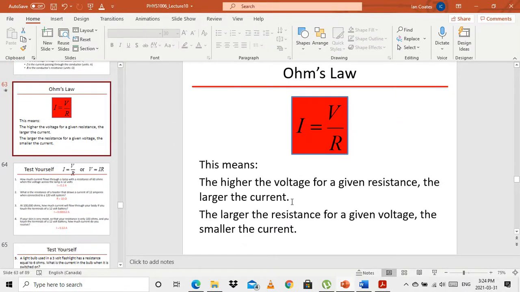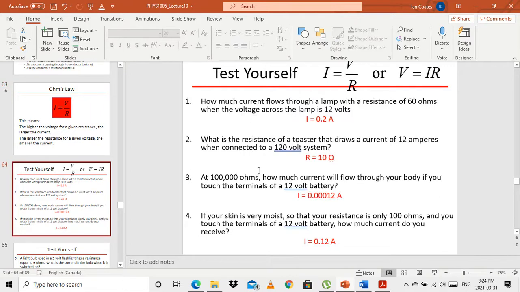Here's just another shot of it there. The higher the voltage for a given resistance, the larger the current. The larger the resistance, the smaller the current. So they kind of work on opposites. And you can have a look here. Try these out. They're not bad at all. All right, and I didn't even put what I'm looking for? Step-by-steps. Because you've got one of these little formulas there.